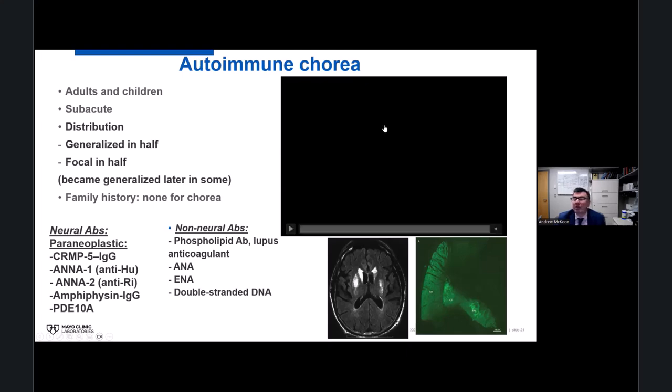But again, this is not going to be one antibody, one disease. Ordering the autoimmune movement disorders evaluation will cover all of those possibilities, or at least nearly all of those possibilities. So here's a list of other autoantibodies to consider for autoimmune chorea. Phospholipid antibodies and connective tissue disease markers, including lupus markers, are very important to order in autoimmune chorea.